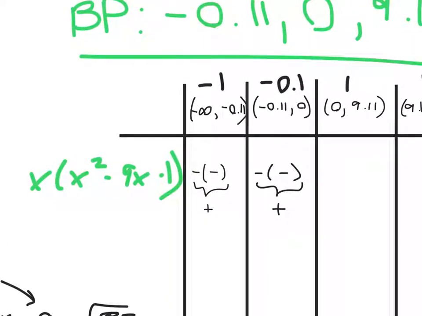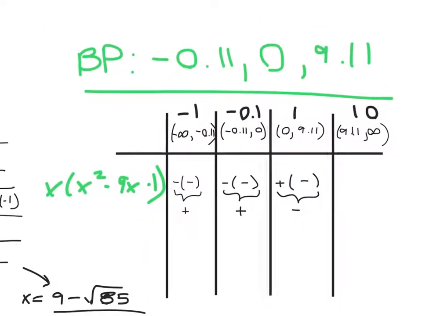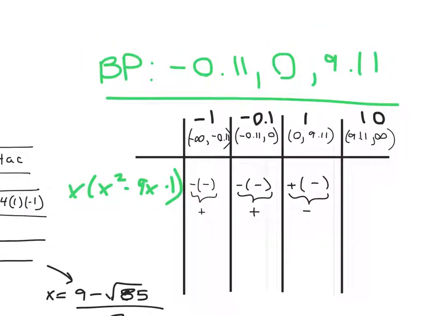For our next interval, 1, we know that this is going to be positive. Now let's see what's in the brackets. 1 times 1 is 1 minus 9 minus 1 gets us a negative 9. So overall, this interval is going to be negative. Last but not least, 10. So outside, we're going to have that positive 10. Inside the brackets, 10 times 10 is 100 minus 90 minus 1 gets us a positive number. So again, overall, this interval is going to be positive.